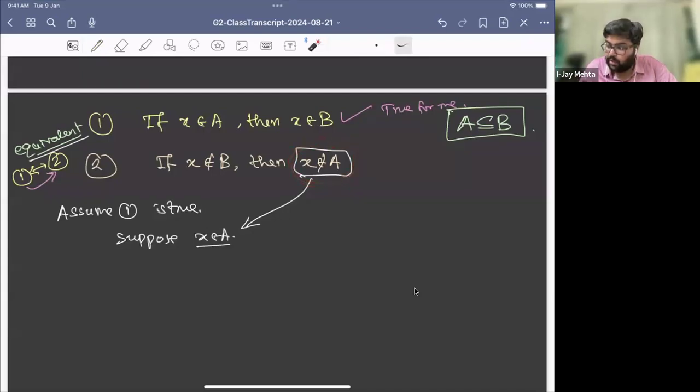If this is not true, that means X must be in A. But if X is in A, I know statement number 1 is true, so I can use it: if X is in A, then X is in B. But that is a contradiction, which is a problem, because I started with X is not in B. So I cannot assume this. That means this must be true.